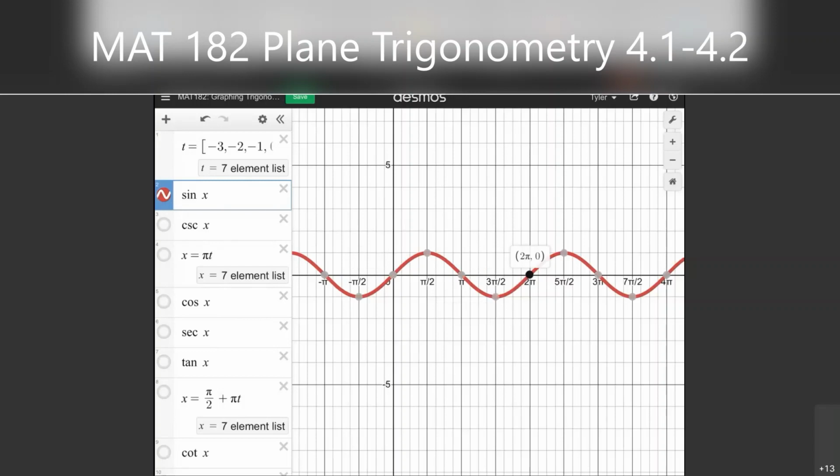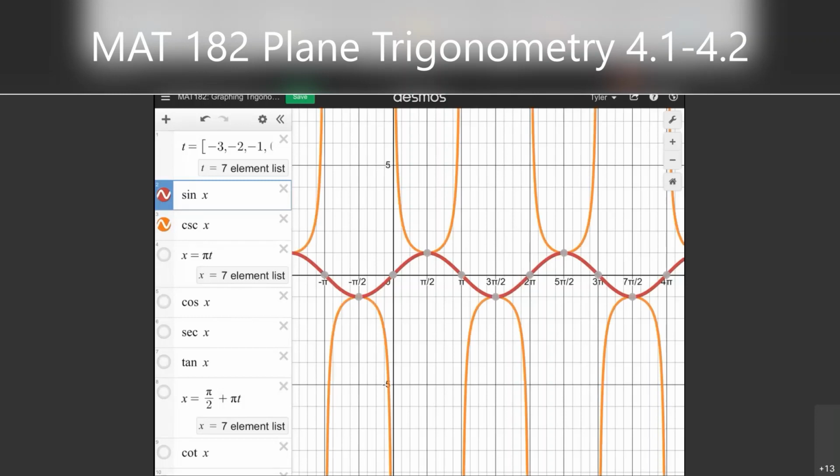The function that we would associate with our sine function is the cosecant function. CSC is the reciprocal function, and we would graph the reciprocal function above and below the peaks and valleys of our sine function. So the cosecant function looks like this in orange.